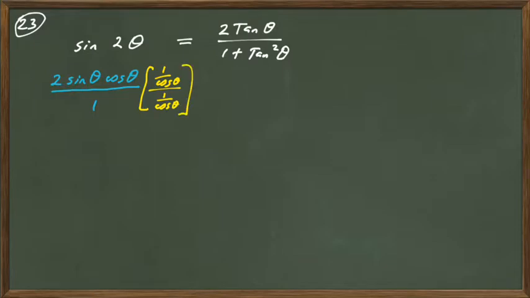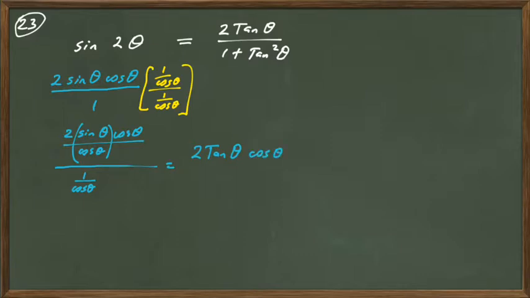I see, it looks to me like I'm trying to match the top a little bit. What would this give me? Would this give me, let me go back to what I had, 2 sine theta cosine theta over cosine theta, all divided by 1 over cosine theta. Now, what is sine over cosine? Right now I have 2 tangent theta times cosine theta on the top. Do you agree? And on bottom I have 1 over cosine.